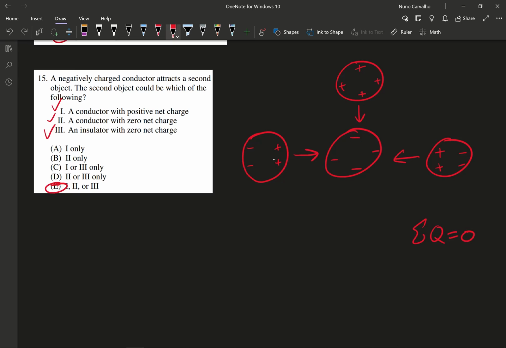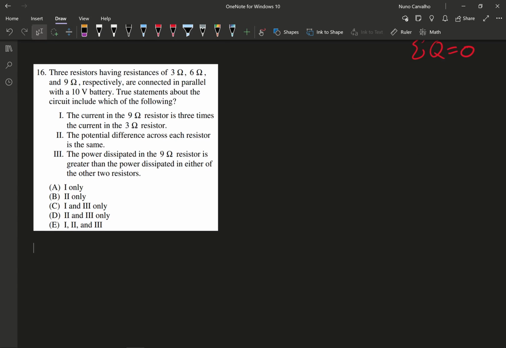The answer is E. Number 16, we're told that 3 resistors having resistances 3, 6, and 9 ohms respectively are connected in parallel with a 10-volt battery. So let me quickly just draw that out actually. Okay, and we'd have 3, 6, 9. True statements about the circuit include which of the following?